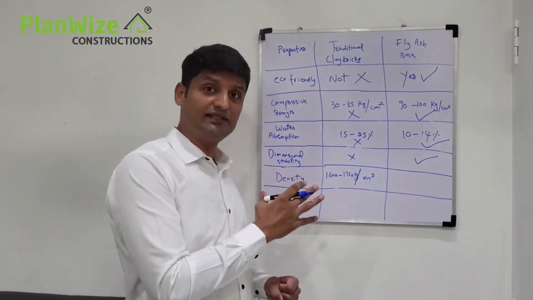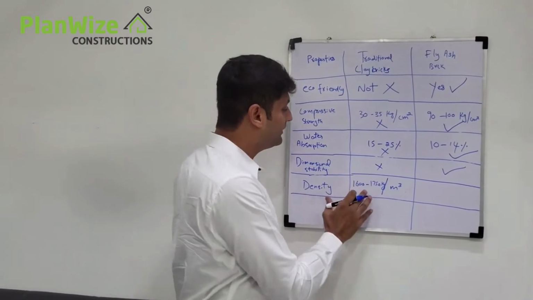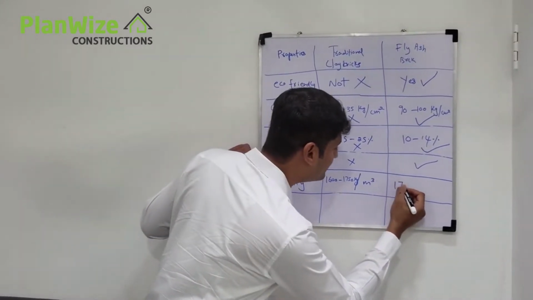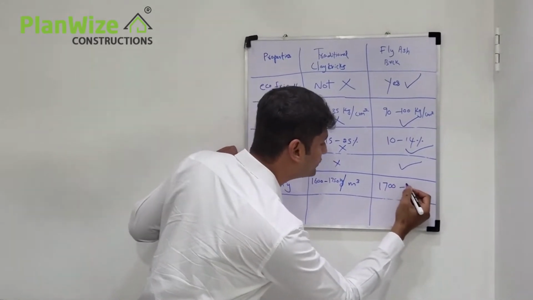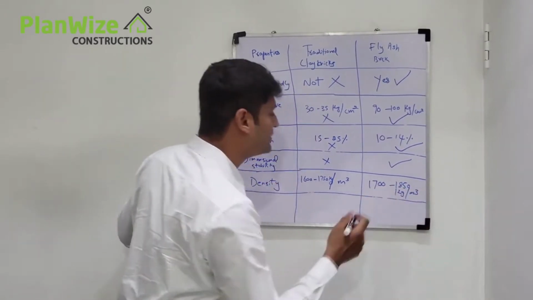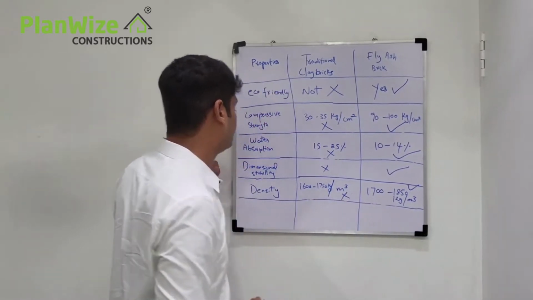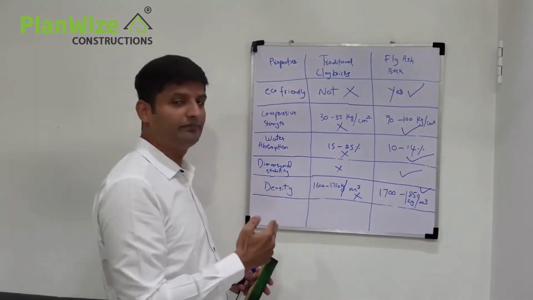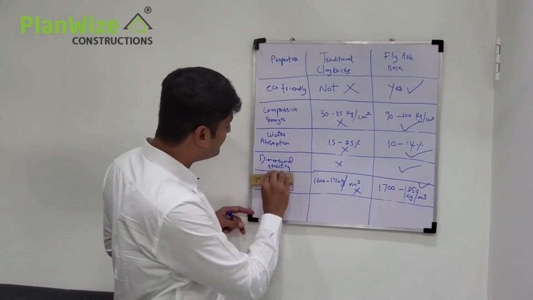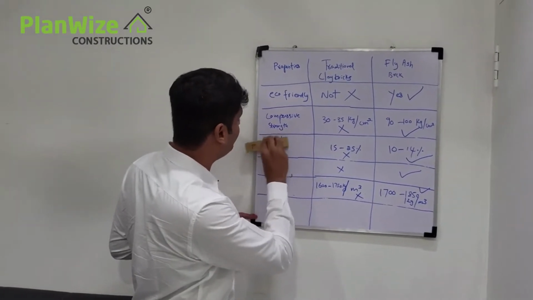And this particular test is done for a first quality clay brick. Now when we take the fly ash brick, the density varies between 1700 to 1850 kilograms per meter cube. So even here, fly ash brick is a clear winner. With these 5 key factors, we can see that fly ash brick is clearly a winner. Now let us see some other factors also. So I'll just erase this and let us see some other factors.